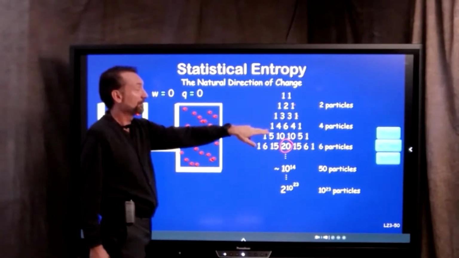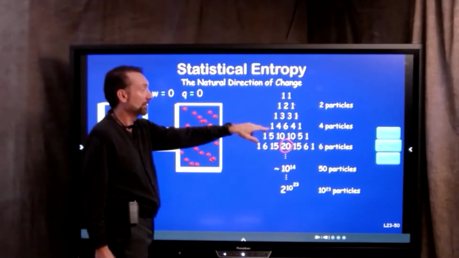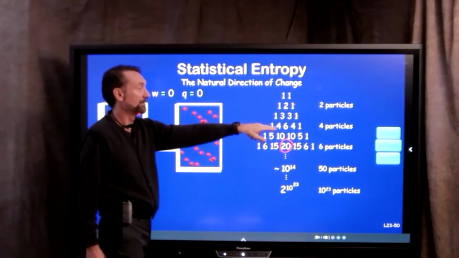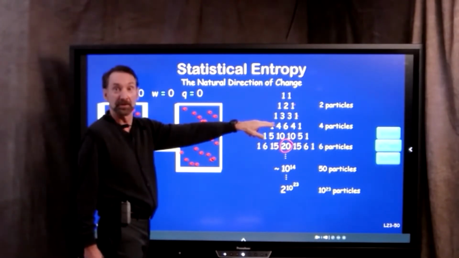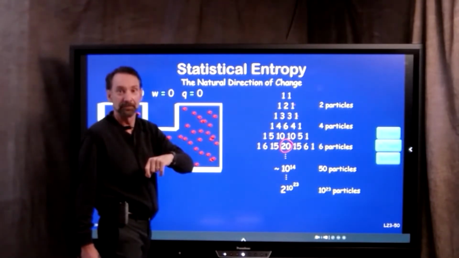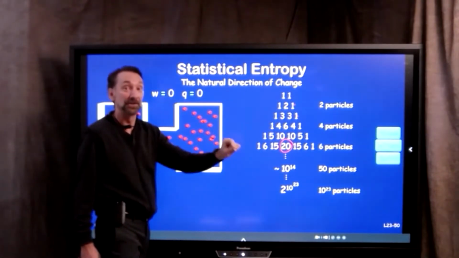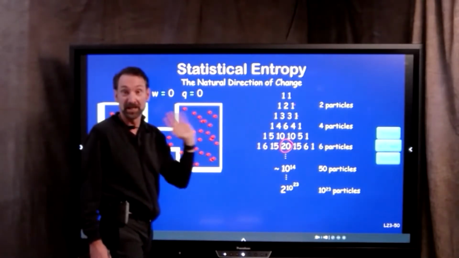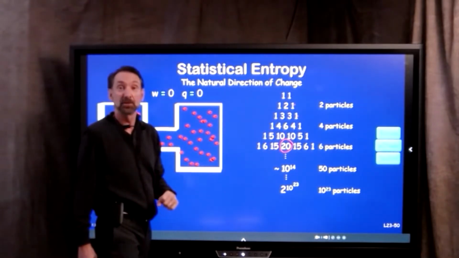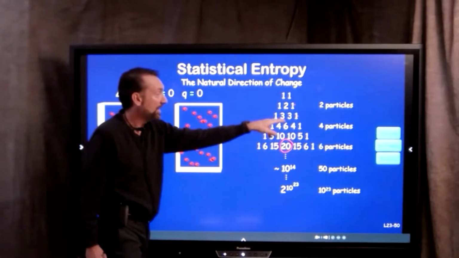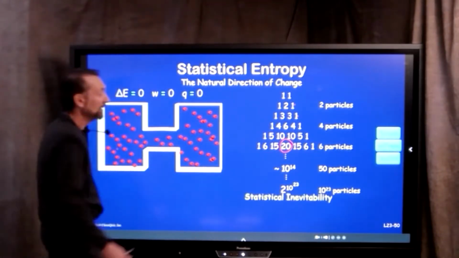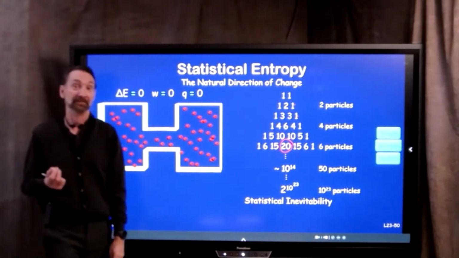The microstates for the 4 particles were, well, one of the microstates is all of them on one side. Another microstate is 1 on one side and 3 on the other. Another microstate is 3 on each side. Each of those have exactly the same energy. None is favored energetically, but they're just moving back and forth really fast. So that is the one you see most often. And that one you see most often gets ginormously large. That's what we call statistical inevitability.